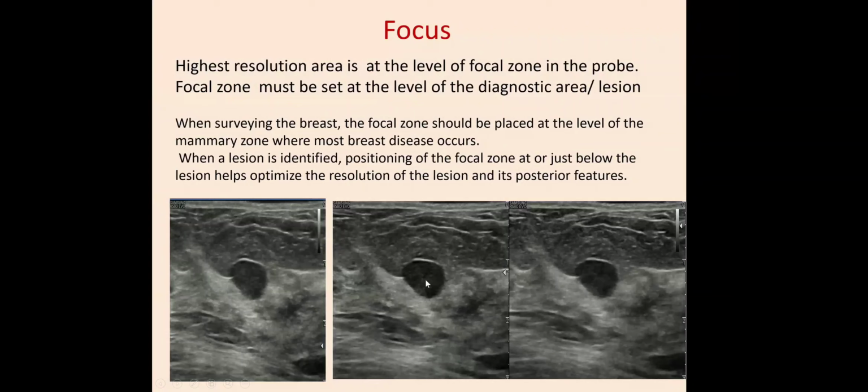When you're doing a breast ultrasound and you're just starting, if you don't know the lesion, you place your focal zone at the level of the mammary zone, because that is the place where you're going to find most of the breast lesions. And once you identify the lesion, you position the focal zone at or just below the lesion, so it will optimize the resolution of the lesion and its posterior features.